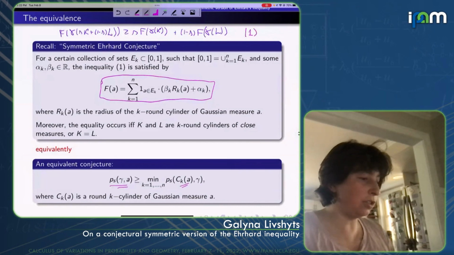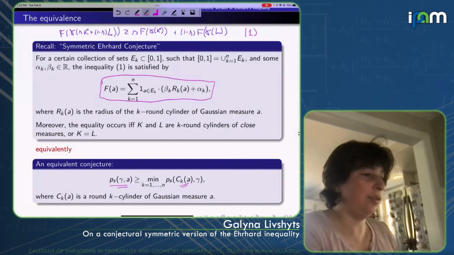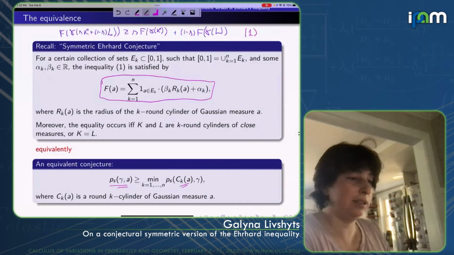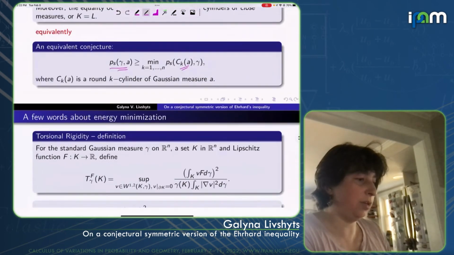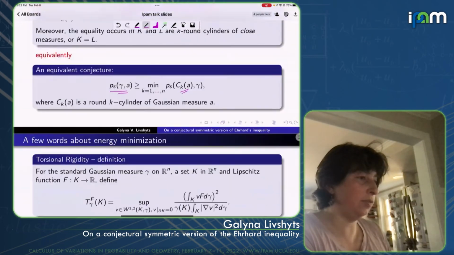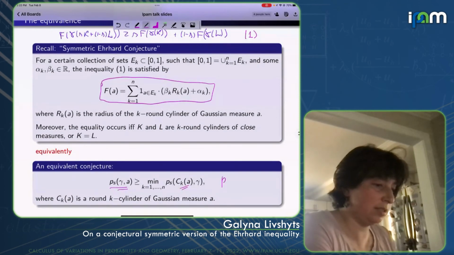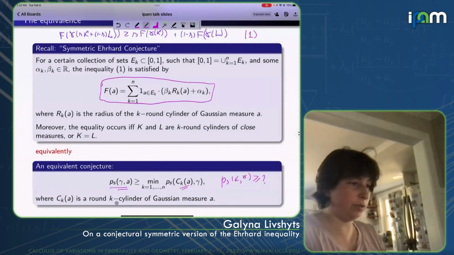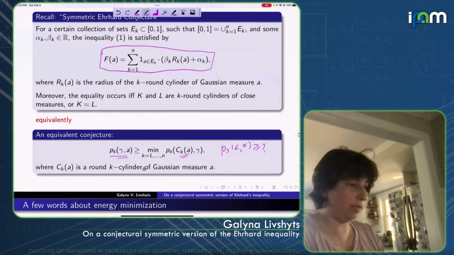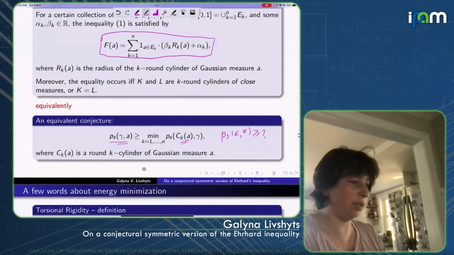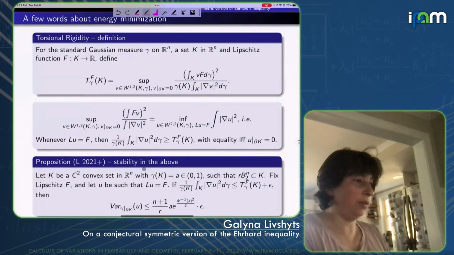So it's an equivalent conjecture. Basically, long story short, everything is about bounding from below this P_S gamma somehow. And I'm about to explain some bounds that I was able to obtain for it. Before I explain that bound, let me tell you a little bit about energy minimization.